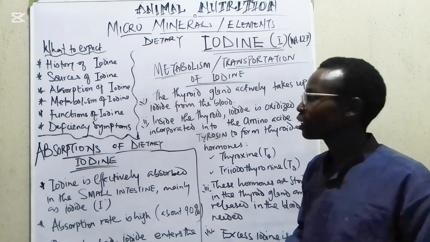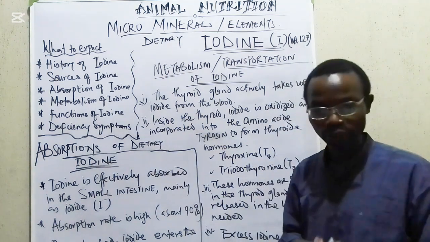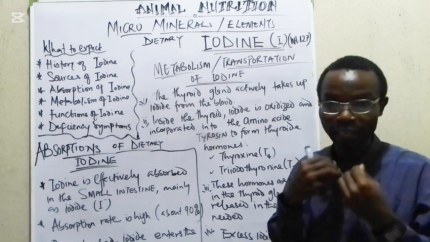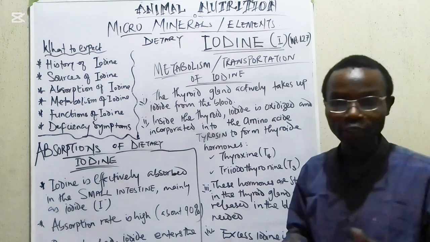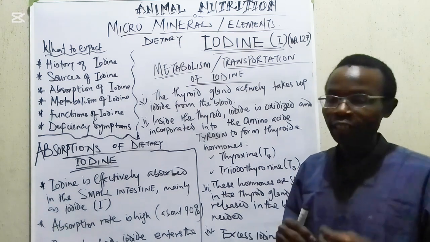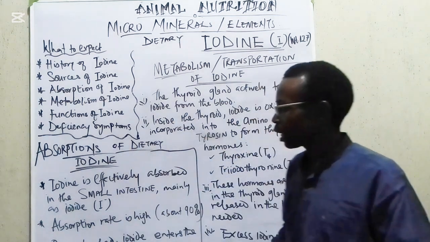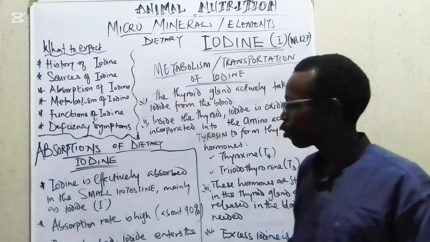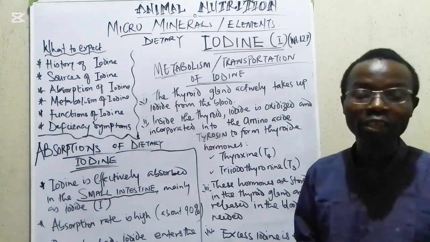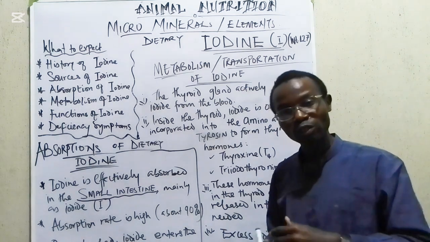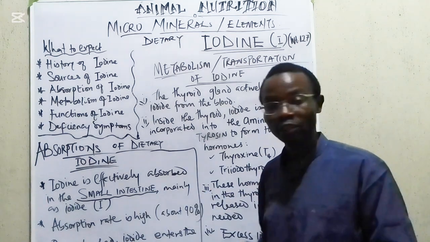So today we'll be looking at absorption and metabolism of iodine. When iodine is taken into the body, first of all by eating, first of all ingestion. Digestion starts from the mouth for carbohydrates and goes in. Now, what happens when it gets to the intestine? That is, first of all, absorption. Absorption of iodine occurs in where? The small intestine. Like I said, for most of the previous micronutrients and even the macronutrients, absorption occurs in the intestine.